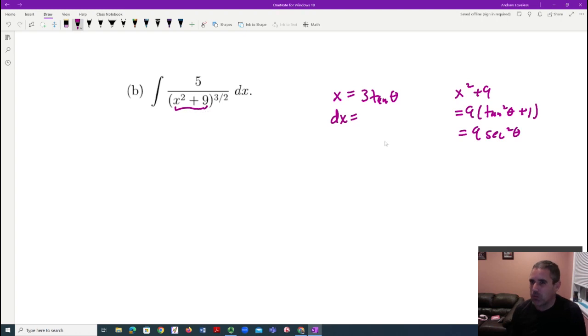Some students have trouble visualizing this. So we're going to have a 9, and I like to do this in the margins. It just makes my work easier, to the 3/2. So you have to realize that's going to become 9 to the 3/2.